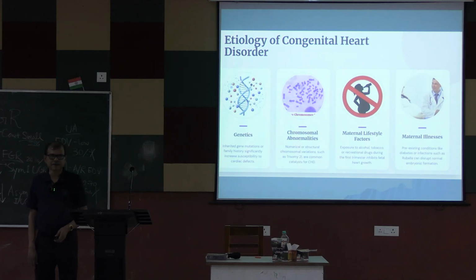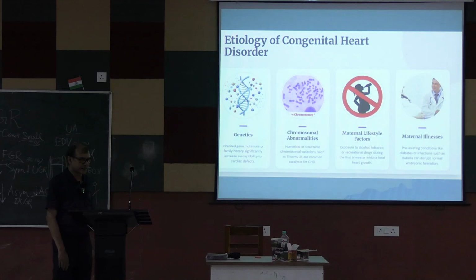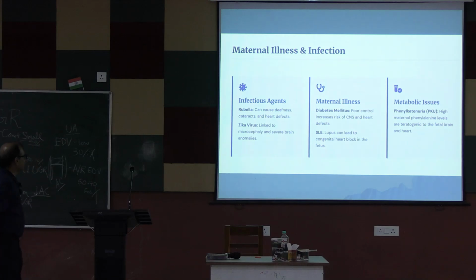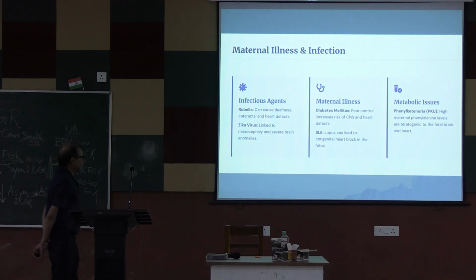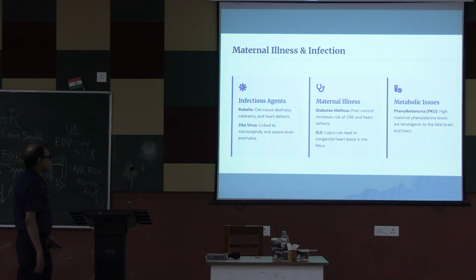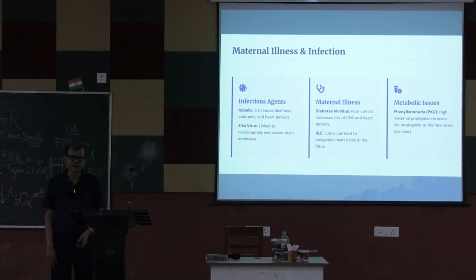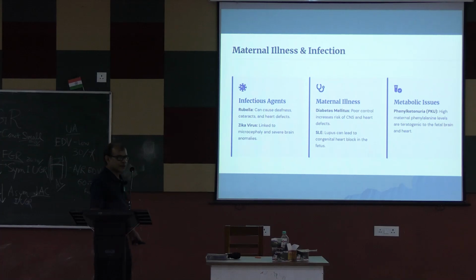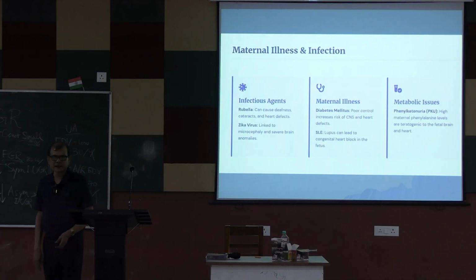Rubella is associated with persistent ductus arteriosus and congenital pulmonary stenosis. The infectious agent rubella can cause deafness, cataract, and heart defect, especially again the persistent ductus arteriosus. Maternal illness such as diabetes mellitus, systemic lupus erythematosus, maternal metabolic diseases, phenylketonuria, and others, and exposure to teratogens like drugs such as thalidomide or some anticonvulsant drugs.